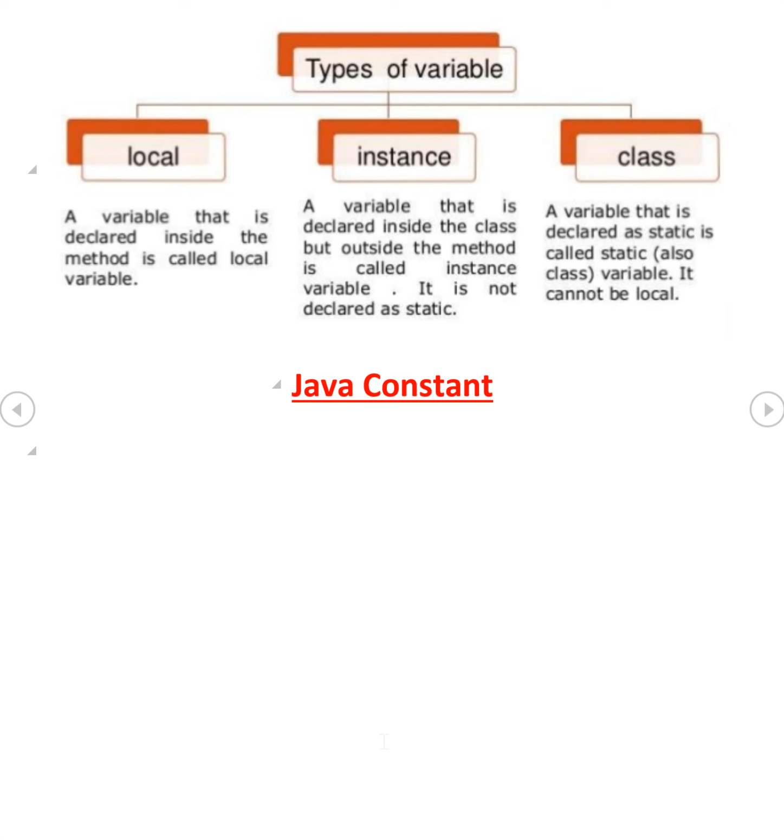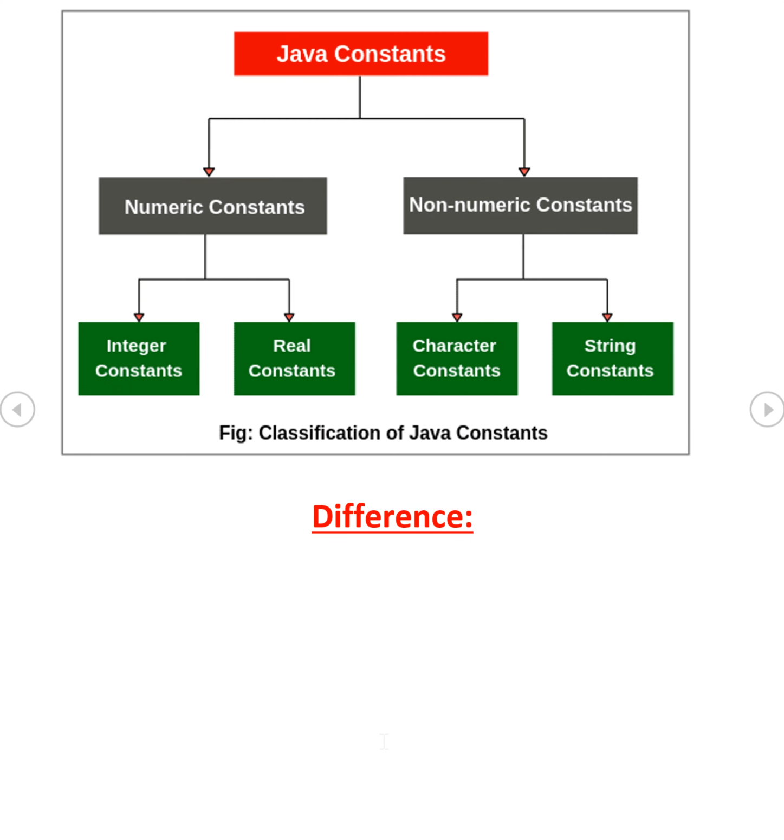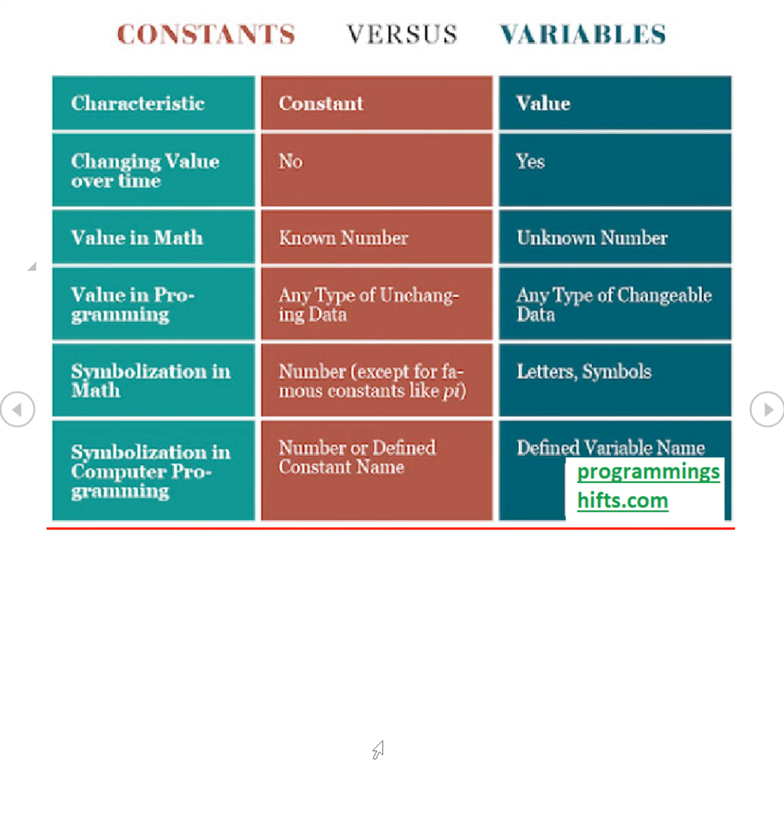Next, understand what a Java constant is. Here, Java constants are numeric constants and non-numeric constants. So either it will be an integer constant, real constant, character constant, or string constant. So Java has two types of constants, numeric or non-numeric. The difference is that a constant we cannot change, and a variable we can change.